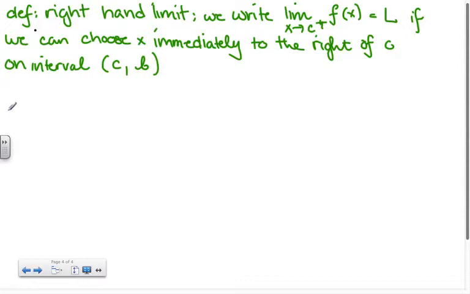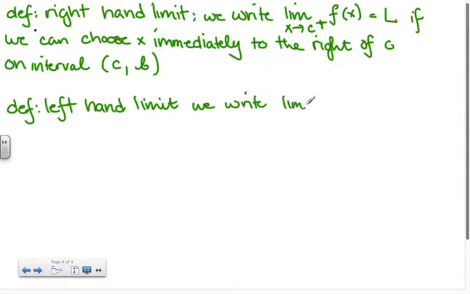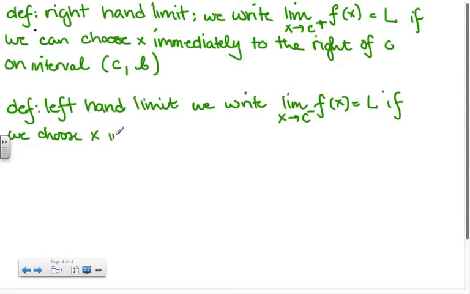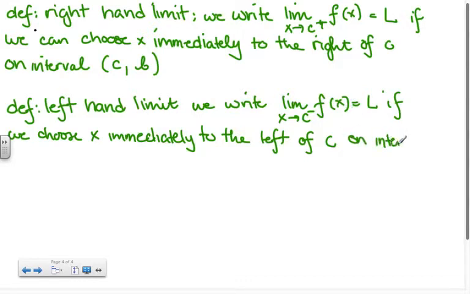And then left-handed limit, we write the limit of f of x as x approaches C from the left is L, if we choose x immediately to the left of C on the interval A to C. Okay.